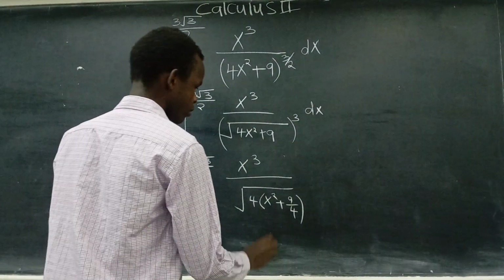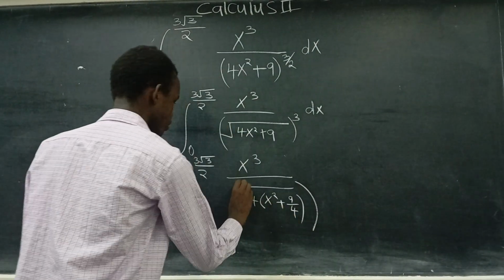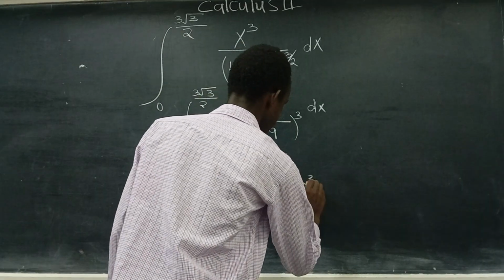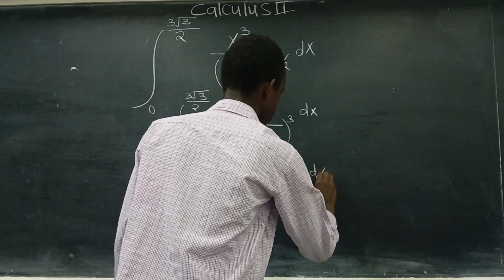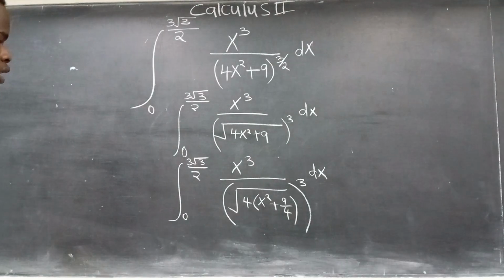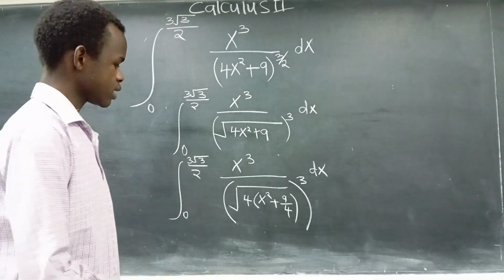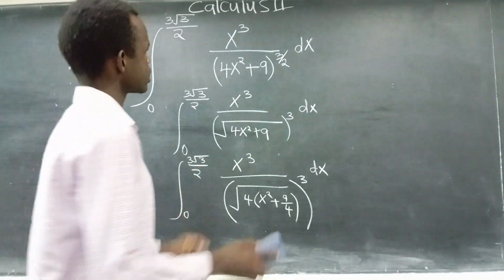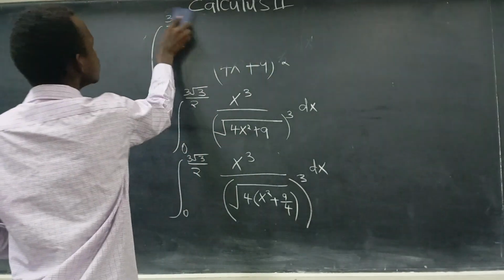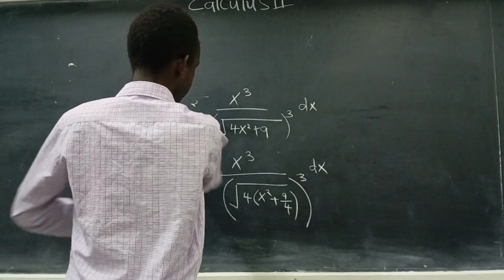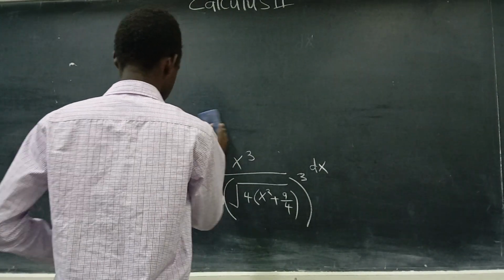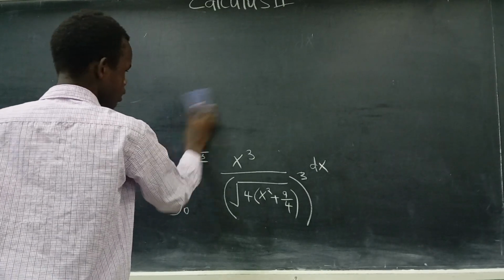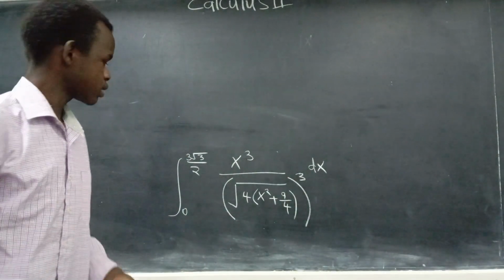Then, after factoring that, I will cube. Remember, there's a cube somewhere. And then write my dx. So this is where we have reached. From there again, let's continue simplifying, so we just continue simplifying till the integral looks a bit easy.